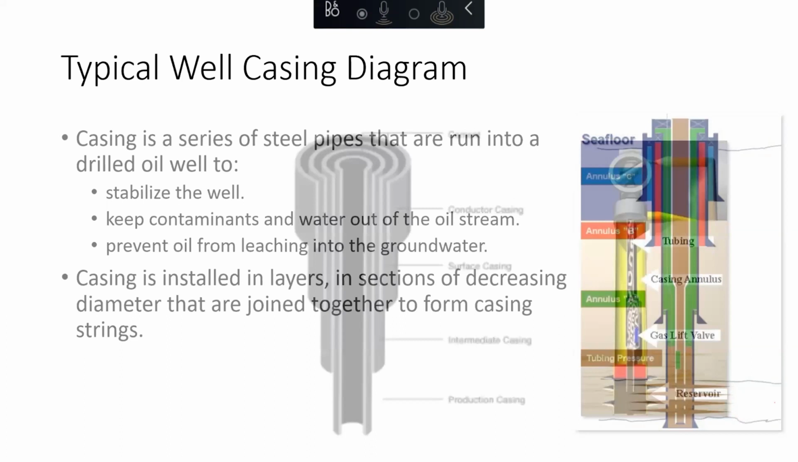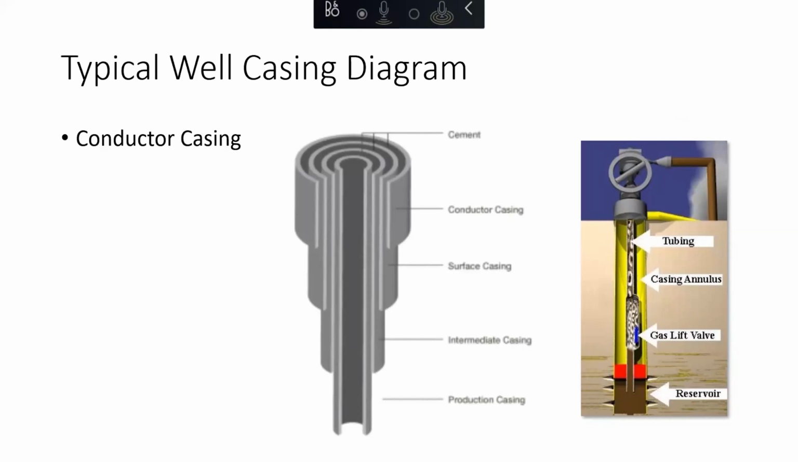And as mentioned before, there are several types of casings. First is conductor casing. This is the outermost casing and the shallowest casing that we have at the rig site. Normally, it's only a couple of feet down from the surface. Surface casing sometimes is up to, and then smaller than that, intermediate casing.